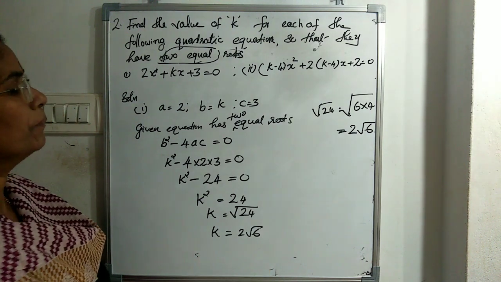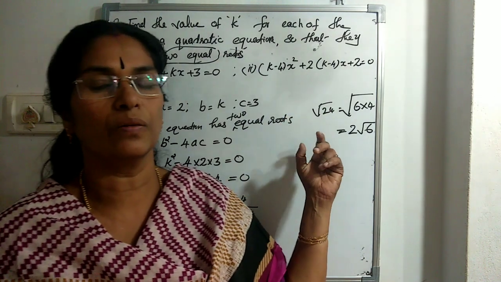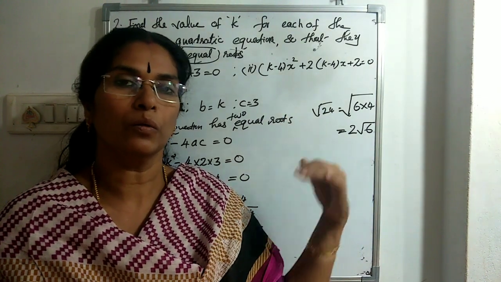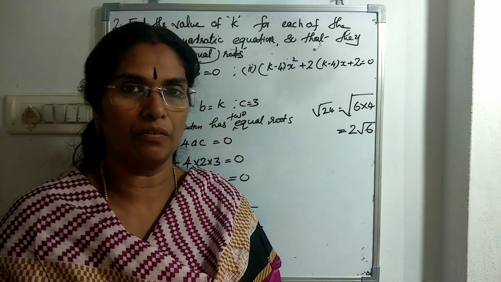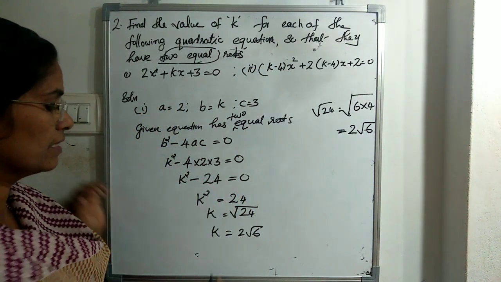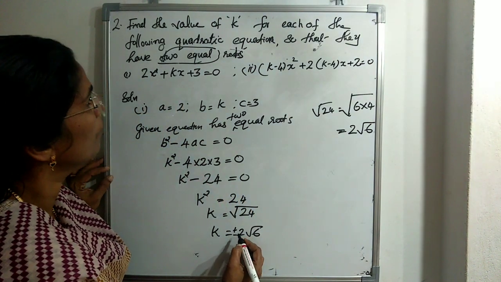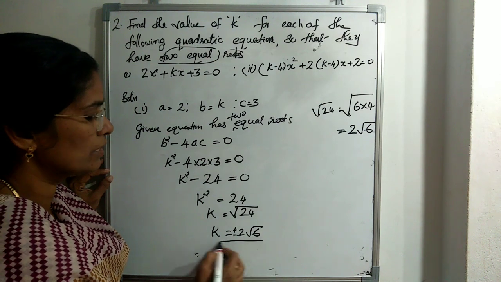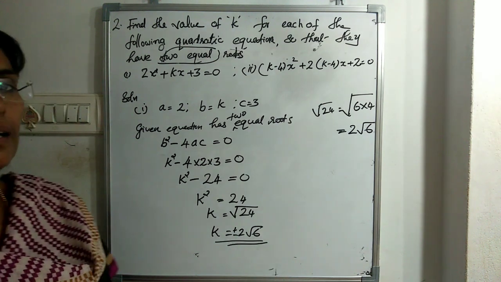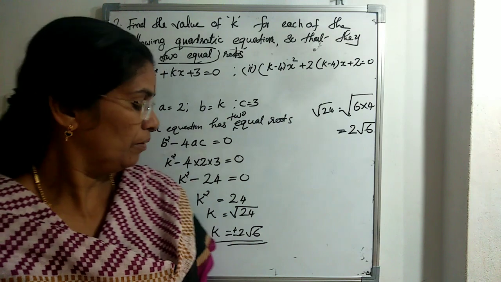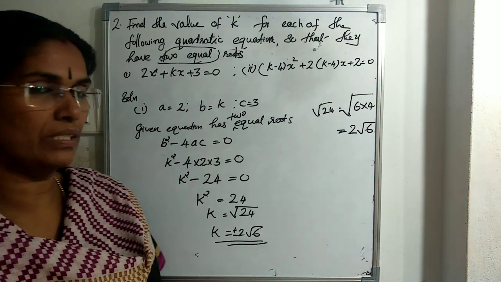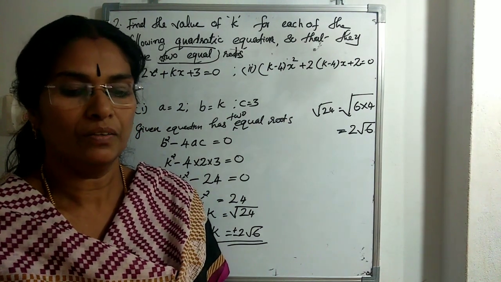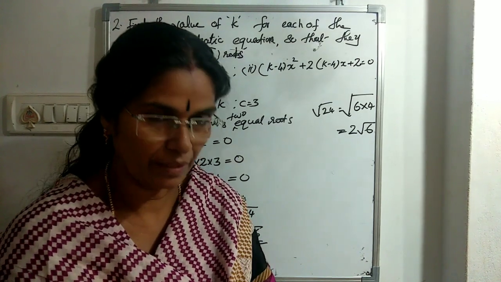So we can take plus or minus. When we are taking x square is equal to one value, then root x is equal to plus or minus, we are always writing. So we can write k is equal to plus or minus 2 root 6 is the value. Okay, k is equal to plus or minus 2 root 6. Clear this one? Okay, we can do one more question.